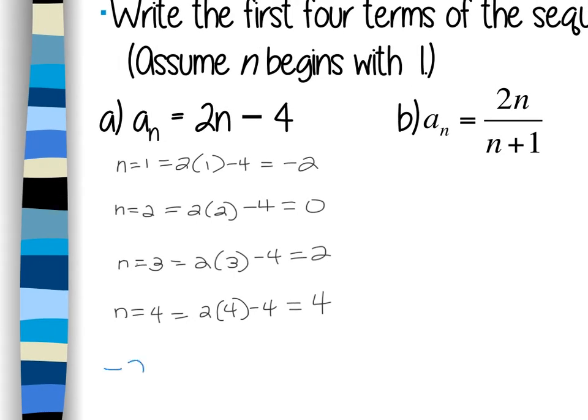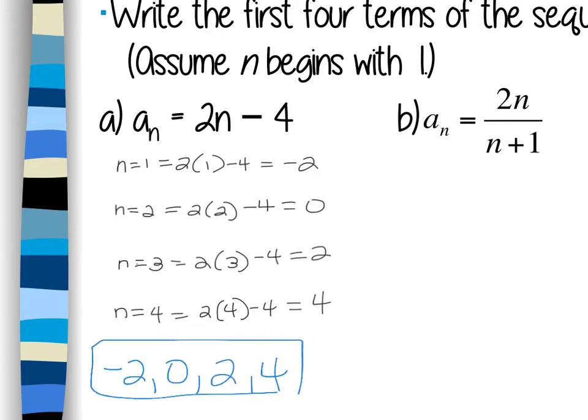So it starts with the first one, which is negative 2, then 0, then 2, then 4. So it doesn't go in order from smallest to largest value. This one does, but it doesn't always. It just goes in order from what you plugged in, starting with 1 and going up to where it says. So in this case, it was the first four terms.